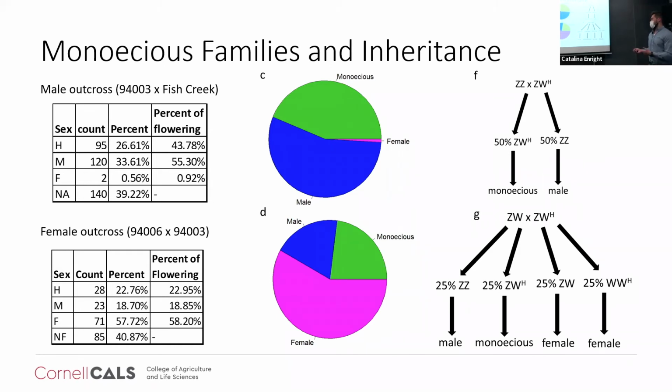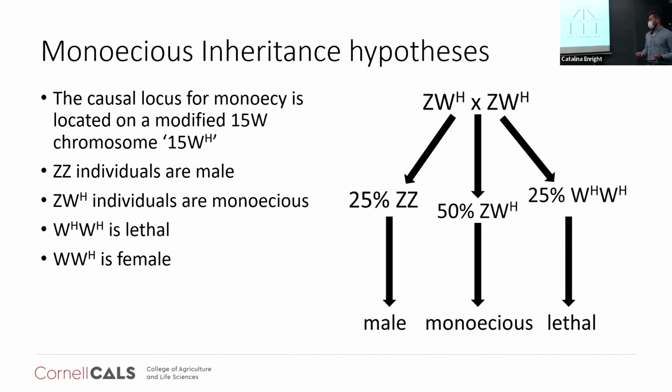And if you're homozygous for that, it's lethal. So this is just to summarize some of our hypotheses in our model based on these families. We think the causal locus for monoecious is on a modified 15W, which we're calling 15WH, such that ZZ individuals are male, ZWH individuals are monoecious. If you're homozygous for WH, that's lethal, but a regular W and a modified W is viable.